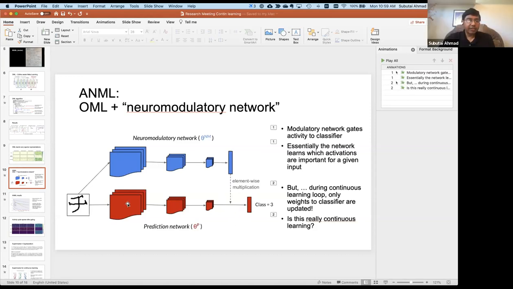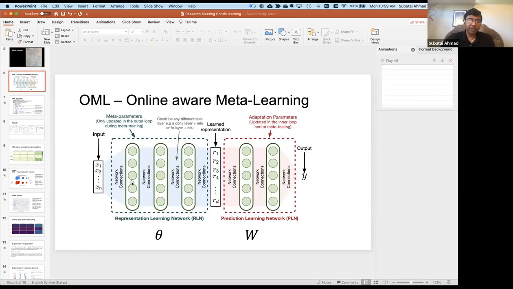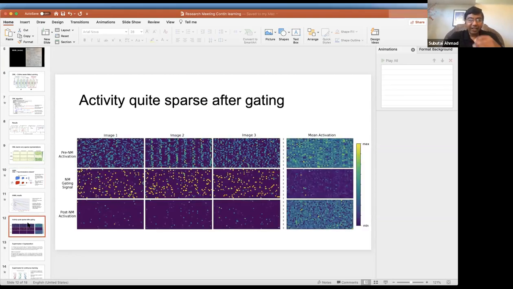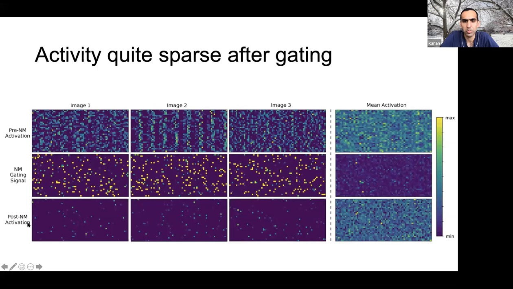Yeah. I guess, in some sense, in that case, this could have learned to do nothing. Maybe it could output all 1s, and you could end up with just this solution again. Yeah. Right. This is kind of a superset of the OML solution, in its most generic form. Okay, so there's gating that was done by the ANML thing, and in both OML and ANML, they get really sparse activations. So that's kind of nice.